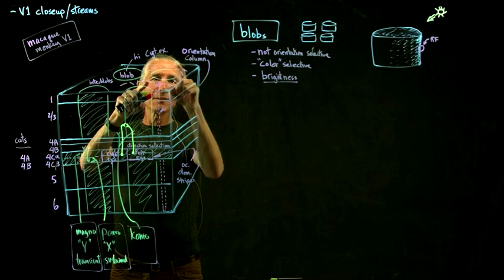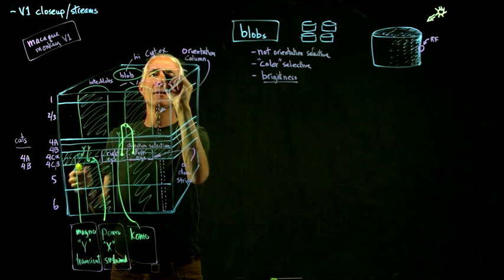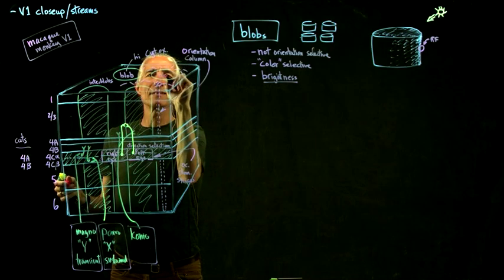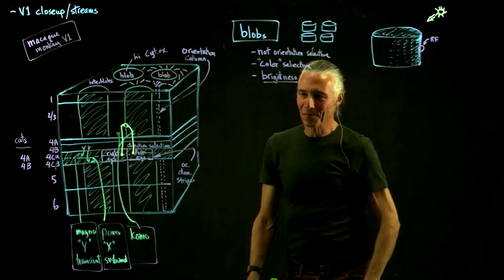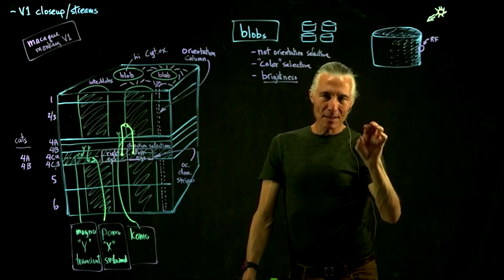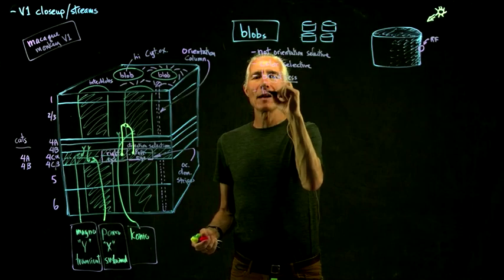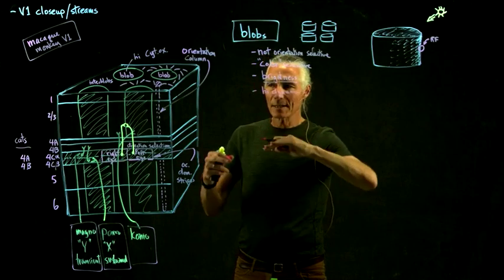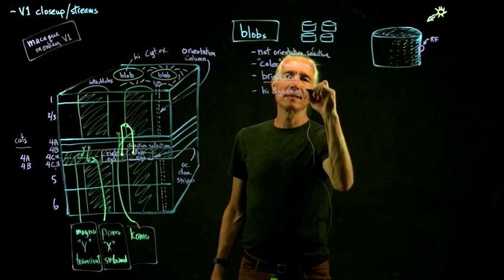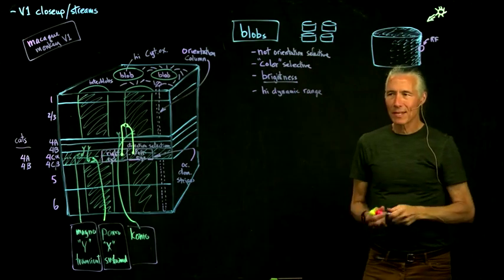Because all these cells around it are orientation selective, all around the blob. But what the blob does is it combines all the signals and essentially blasts the orientation signal out of there and just says, I'm just concerned about the brightness of the object. And these cells have a very high dynamic range, which means they can signal different levels of brightness very well. So that's what the blobs do.